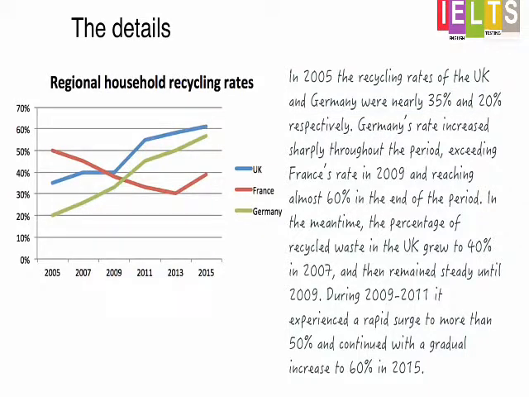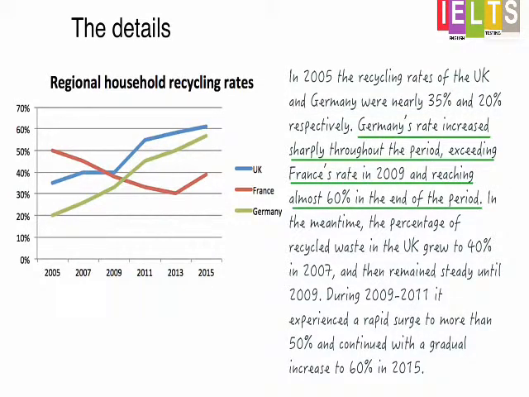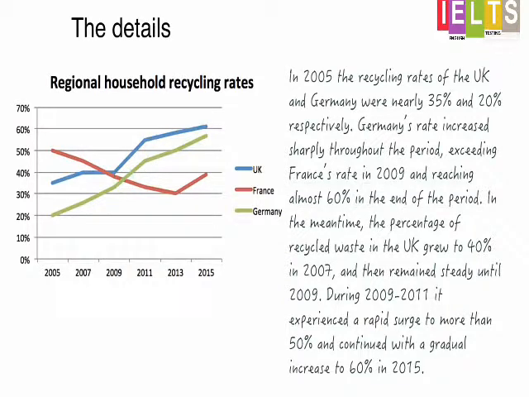After that, I describe how Germany's rate changed, providing the percentages in some important points, and in the end of our time period. Germany's rate increased sharply throughout the period, exceeding France's rate in 2009 and reaching almost 60% at the end of the period. You see, I chose the point where Germany's rate outraces that of France to be important, but it's up to you to choose your important points. However, you should always indicate the percentages in the beginning and in the end of your time period.